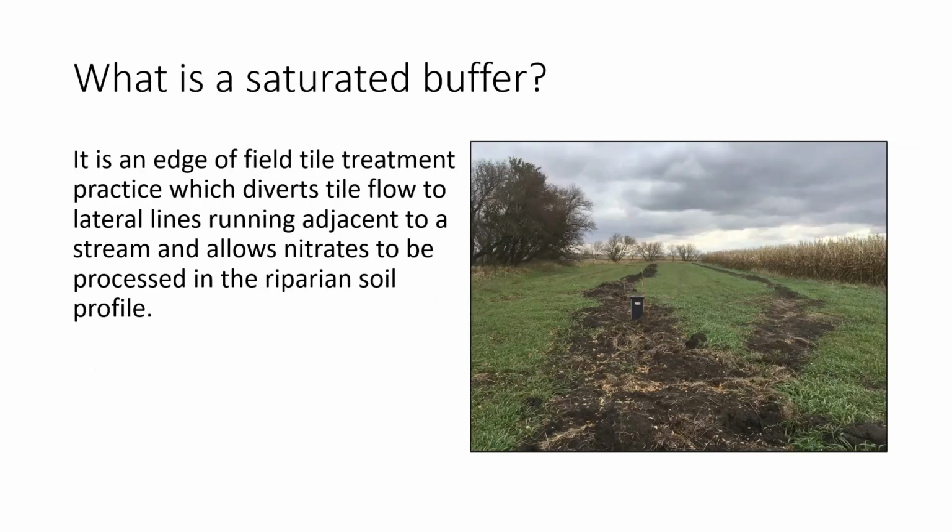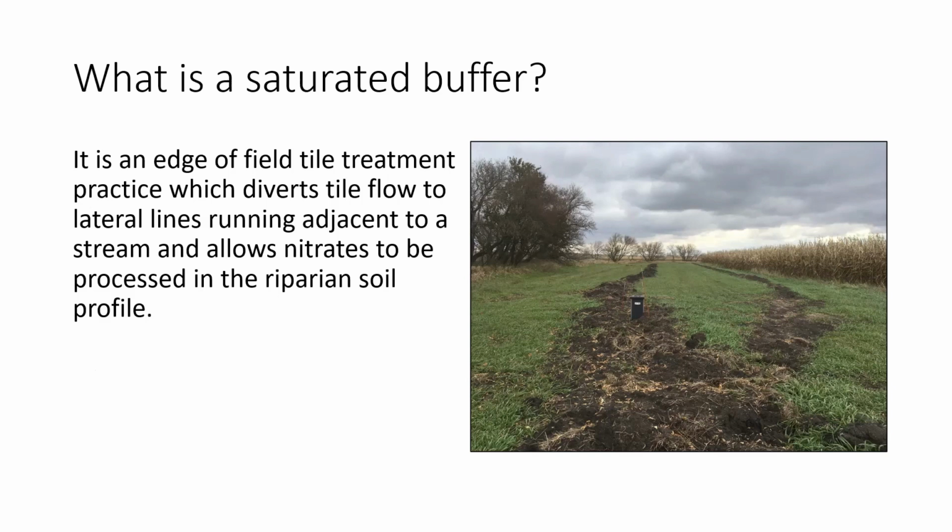So what is a saturated buffer? Well, it is an edge of field tile treatment practice which diverts tile flow to lateral lines that run parallel to the stream and allows nitrogen to be processed and pulled out of the system through that carbon that's available in that riparian soil profile. So some people think that the nitrogen is getting removed by whatever vegetation is in that filter strip. It's really that soil carbon that's bringing most of that denitrification, pulling most of that nitrogen out of the system.